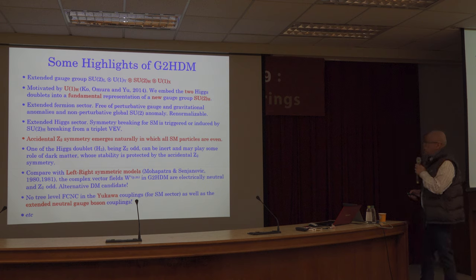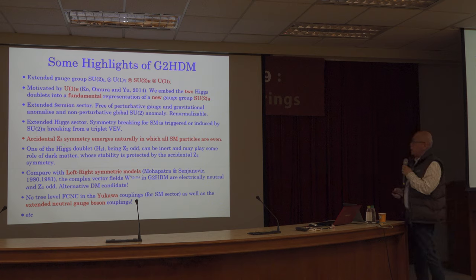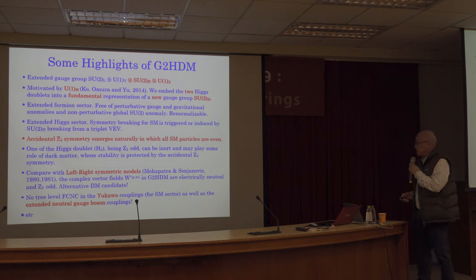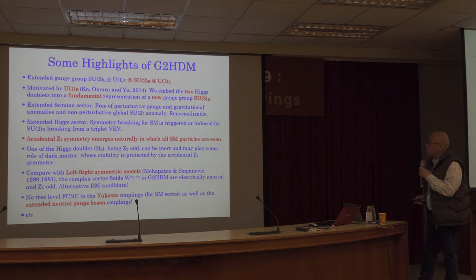The crucial thing in this model, which I like the most, is that we don't need to impose any Z2_H symmetry in the theory. It will emerge naturally, accidentally, I would use the word, so that all the standard model particles are even. So we can have a natural dark matter candidate in the model. In particular, the second doublet of this model can be a dark matter candidate.